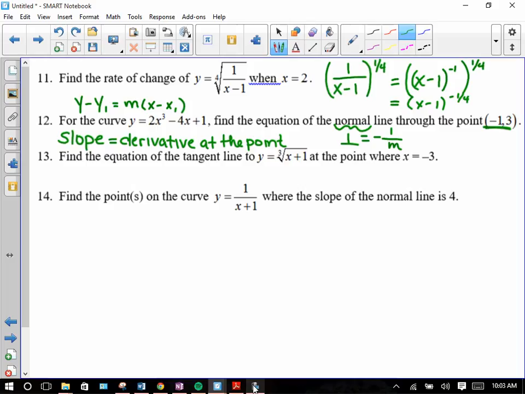Finding the equation of the tangent line is the same thing, except with x equals negative 3, so you find out what the y value is. So we can do this. First of all, we can rewrite this as y equals x plus 1 to the 1/3. That makes it a little easier to find the derivative. And you're also going to have to get the y value by plugging x in. So y is equal to the cube root of negative 3 plus 1, which is equal to the cube root of negative 2.